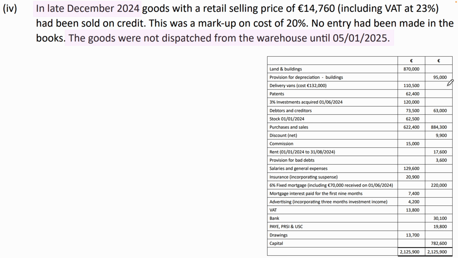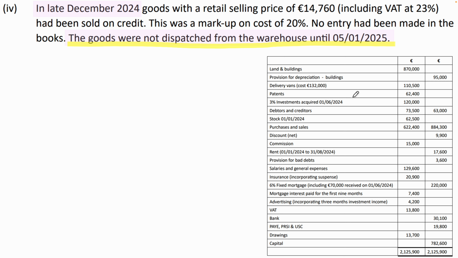The first few words here, in late December 2024. So in other words, the very end of the year, and we're thinking closing stock, we're thinking goods have been sold on credit. So I'm definitely thinking closing stock. But the last sentence would have confused a lot of students. So the goods were not dispatched from the warehouse until the 5th of the 1st, 2025. So that sentence there is there to confuse students, all right? It is there to make them doubt, oh, wait a minute, does this actually affect my closing stock now?